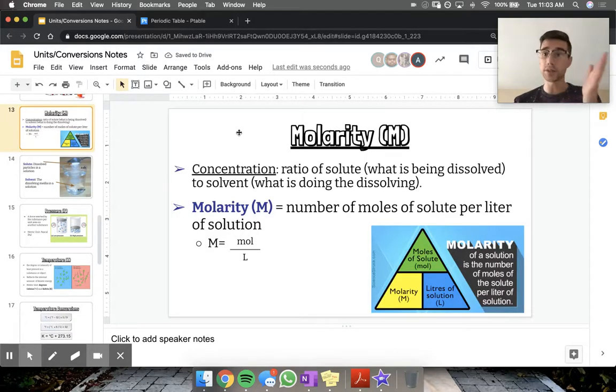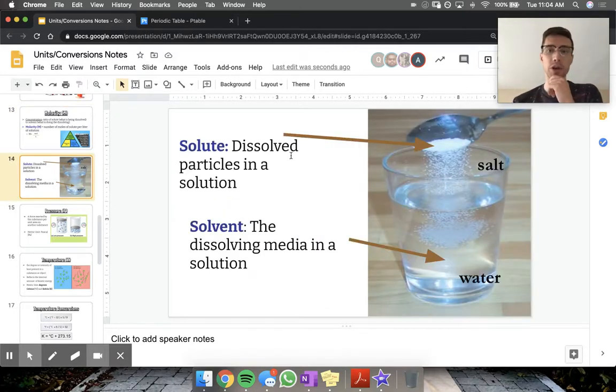All right, so molarity. Molarity has to do with concentration. Now, what is a concentration? A concentration is a ratio of solute, or the substance that's being dissolved, to solvent, or what is dissolving the stuff. So let's take a look at this picture down here. So notice here, we can dissolve salt in water, and you guys all know this, right? Salt dissolves in water. That's how we have the ocean. If you've ever had to gargle with salt water, that's how we make it.